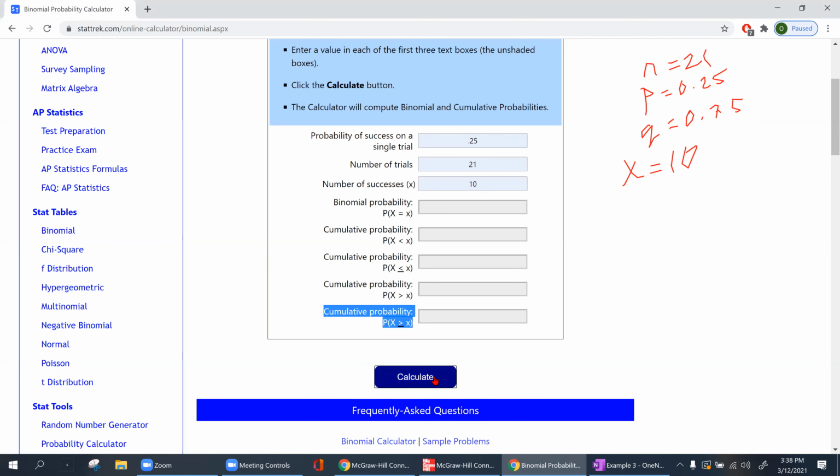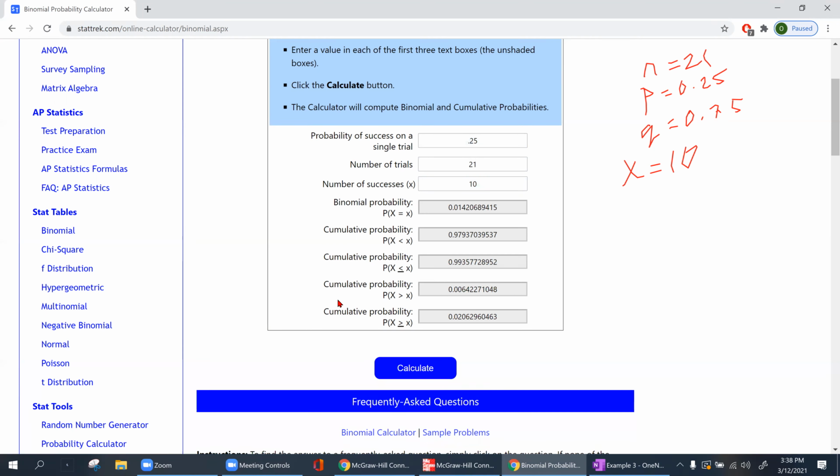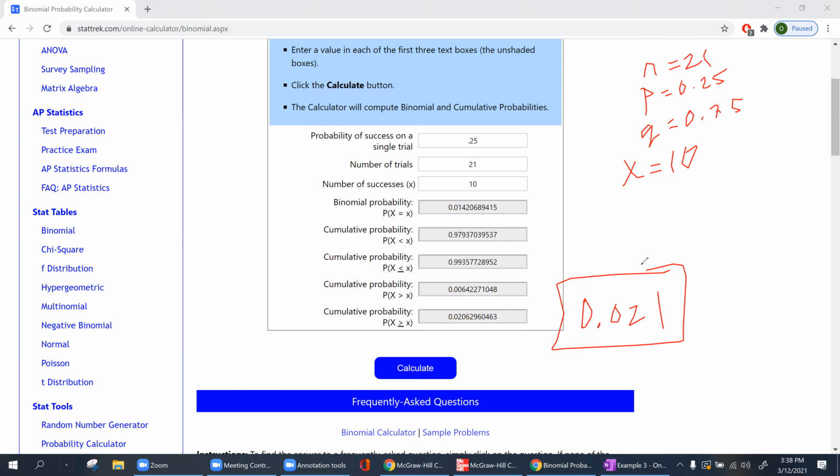So I'm going to press calculate, and that's my answer. That is the answer you're looking for. The answer for this problem, to 3 decimal places, is 0.021. Very nice.